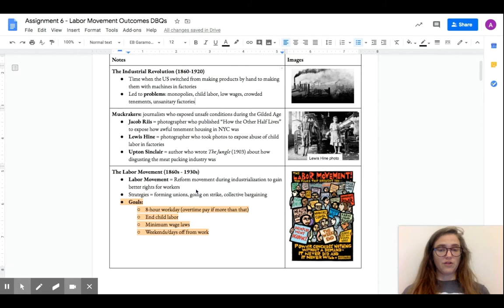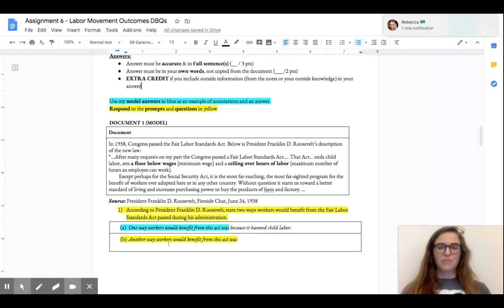For document 1, I did my own example of an answer in blue, but all the yellow highlighted portions are the prompts and questions that you respond to. Since you have to answer this first one, I did one example, and you have to do another. Let's read through this document together.